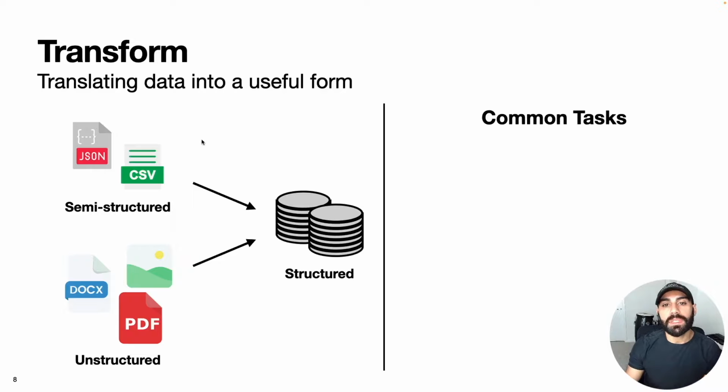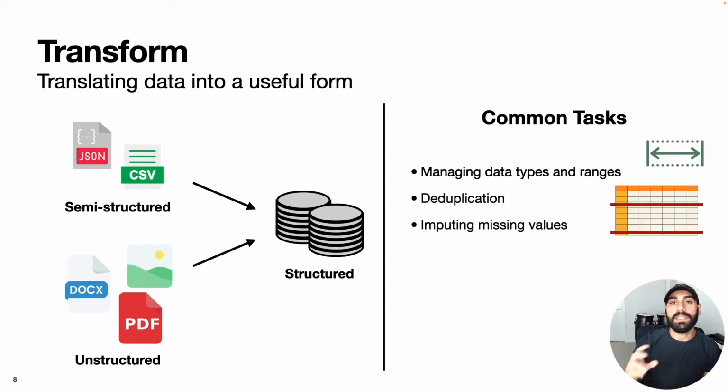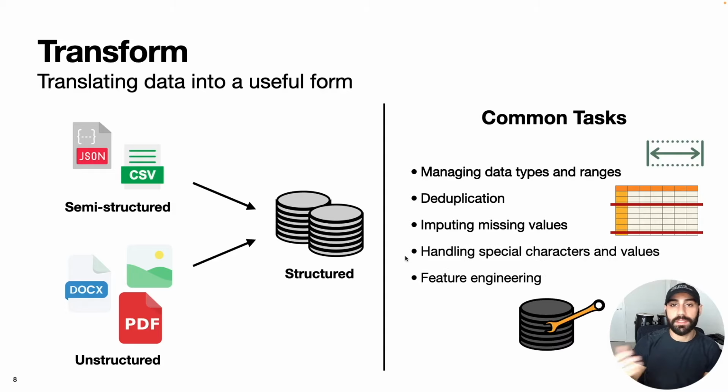However, transform involves much more than just making unstructured and semi-structured data structured. This could be managing data types and ranges of specific variables. It could also be deduplicating your data and imputing missing values. Another common task is handling special characters and special values. And finally, feature engineering, so preparing your data so you can feed it into a machine learning model.